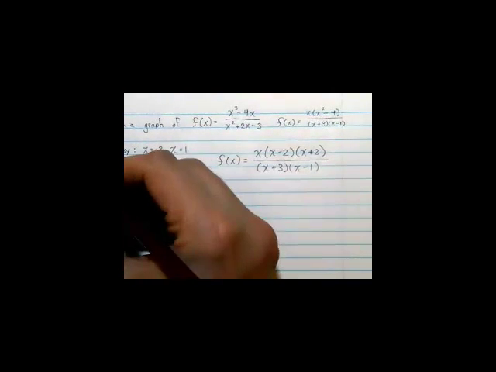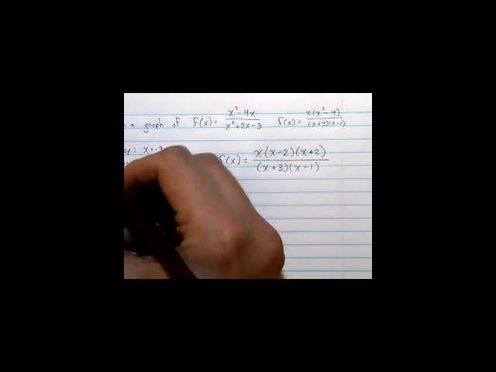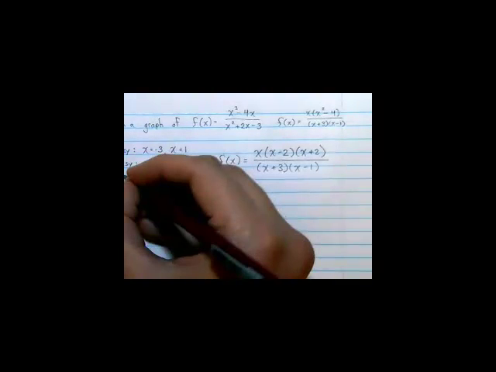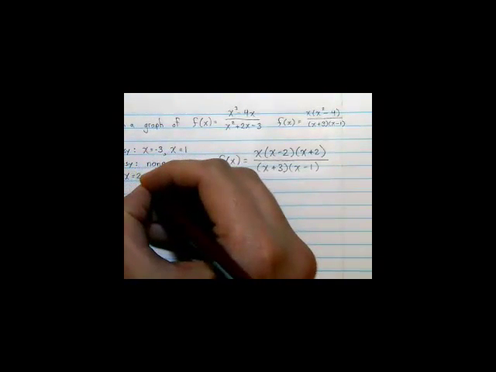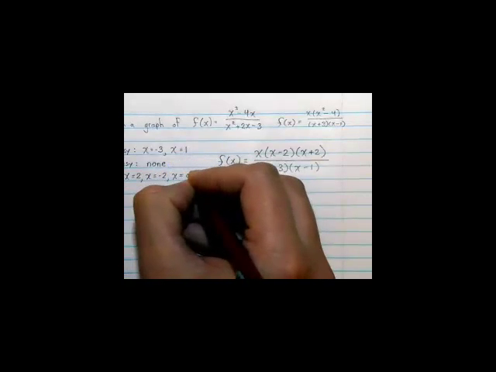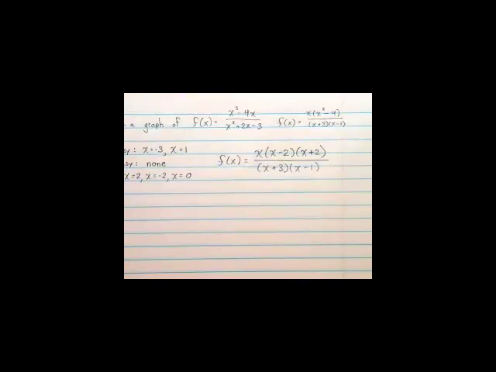All right, x-intercepts. Take a look at that factored form of this thing. Where are the x-intercepts? 2 and -2 for sure, and at 0. So we have 3 x-intercepts happening on this one.